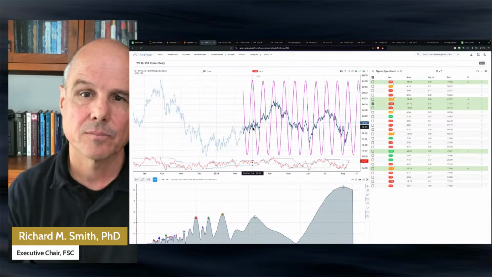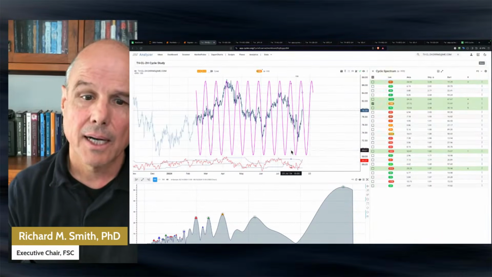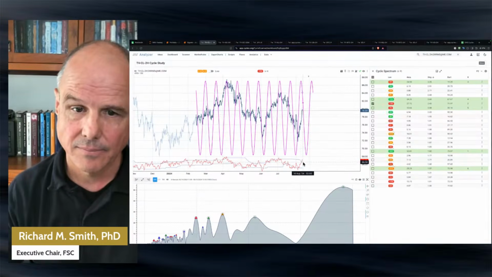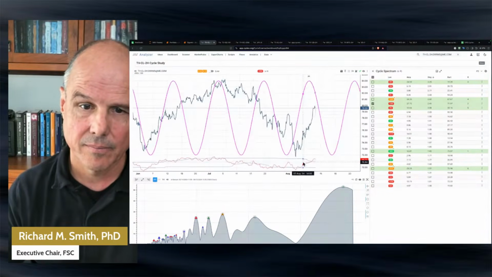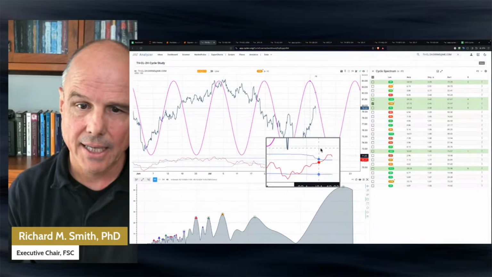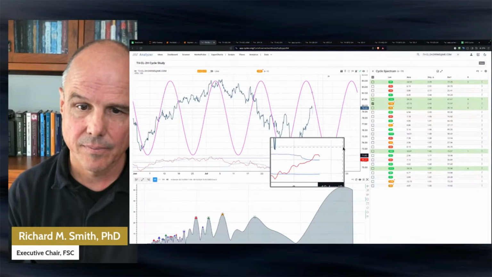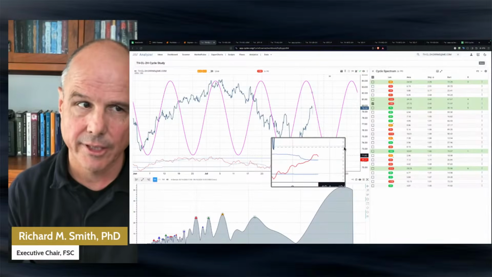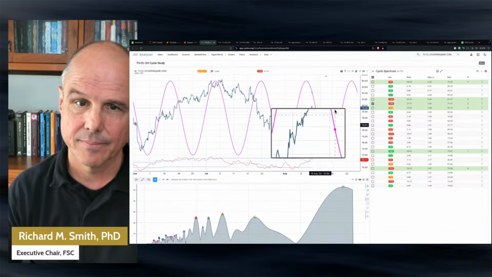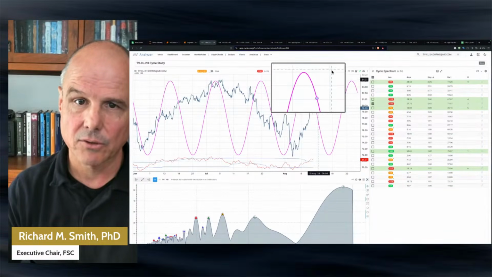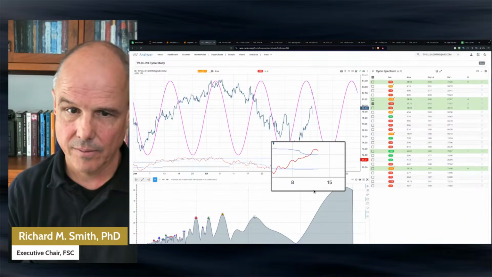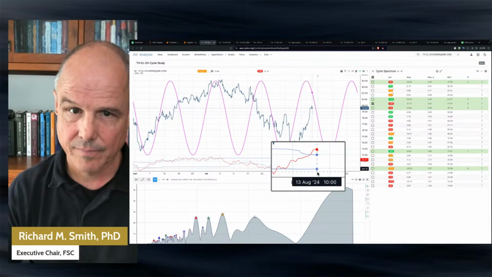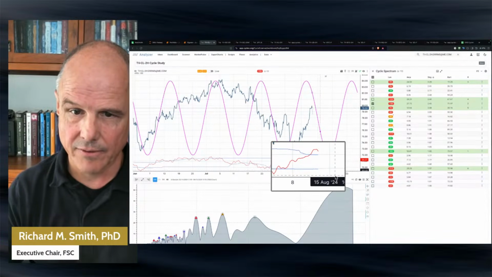Okay. Topping. Let me zoom in here a bit. Okay. And also momentum curling over on the 2 hour. Cycle topping. There's this bottom going down for the next few days.